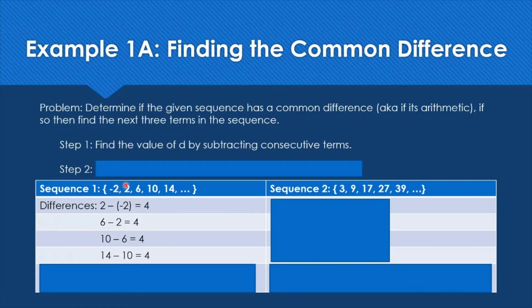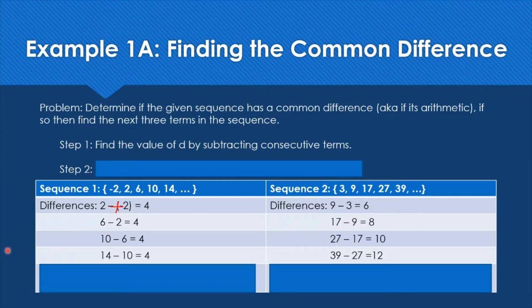So what you'll do is you'll take the second term and subtract the first term. So in this case, we'd have 2 minus -2, which becomes basically one big plus, which I will write out for you to see here. So it's 2 plus 2, which is equal to 4. And then in the second one we do 6 minus 2, which is equal to 4 again, and then 10 minus 6 is equal to 4, and then 14 minus 10 is equal to 4. So then we will talk about what we're supposed to do with that in just a moment.